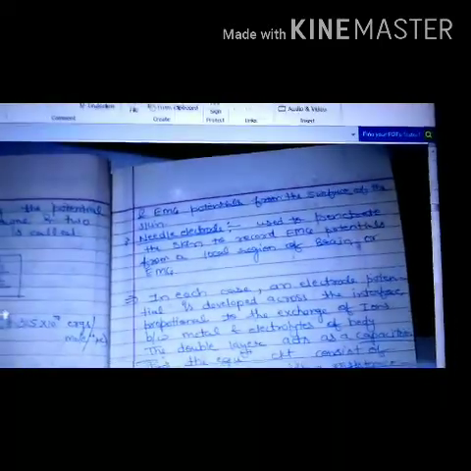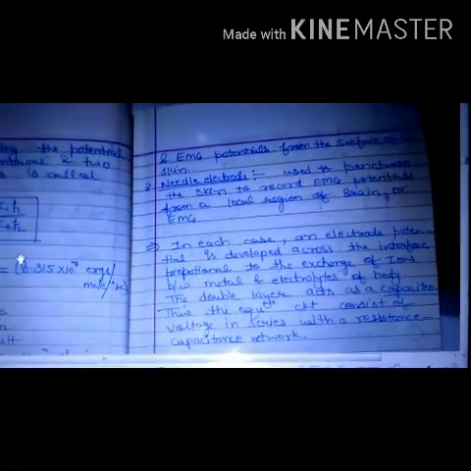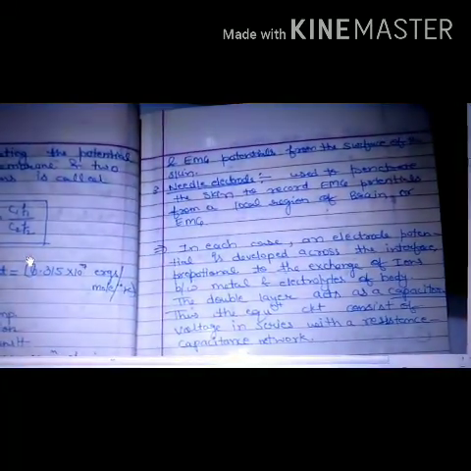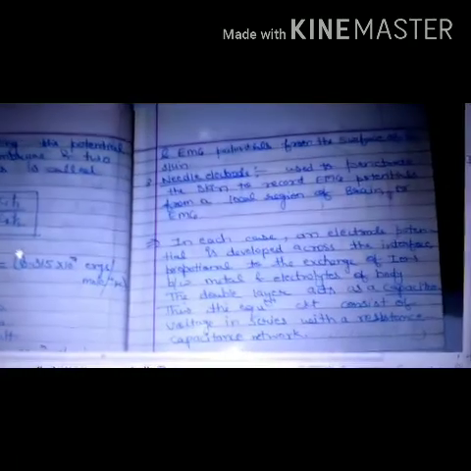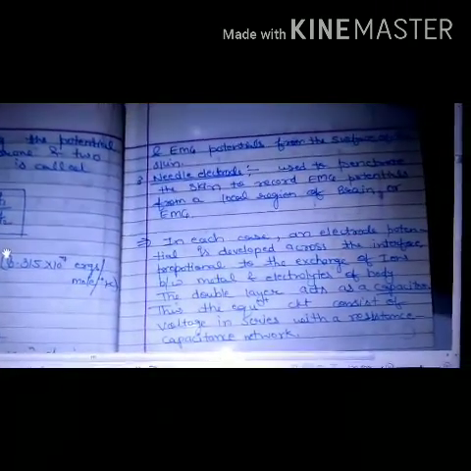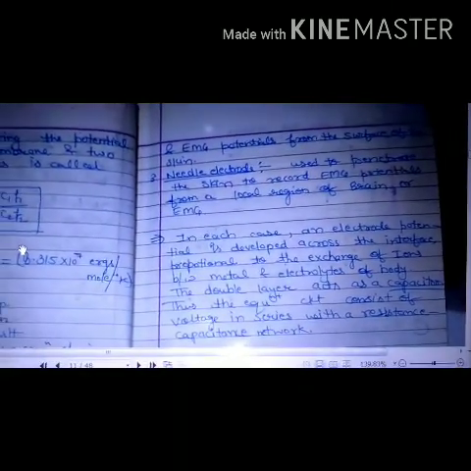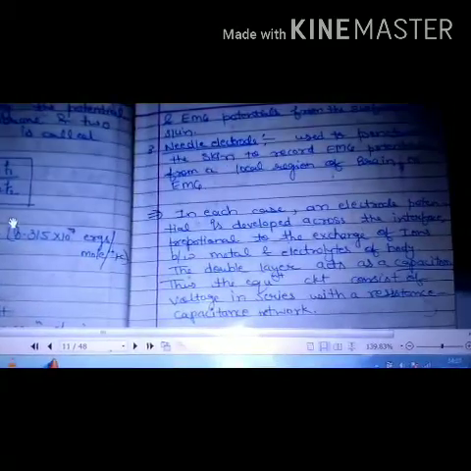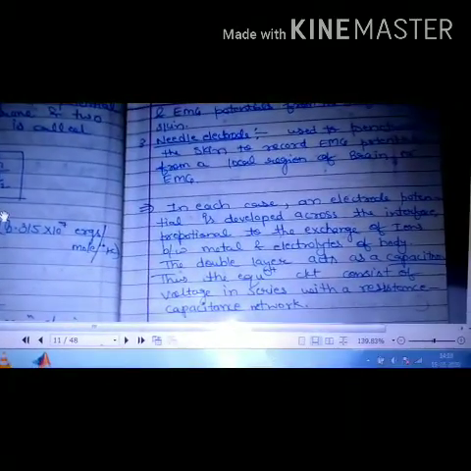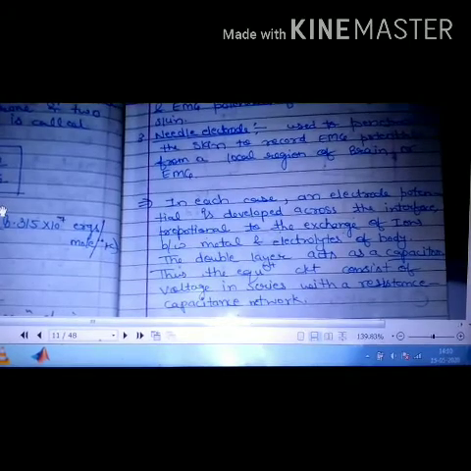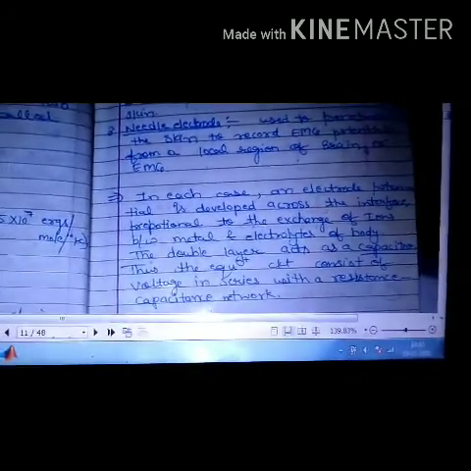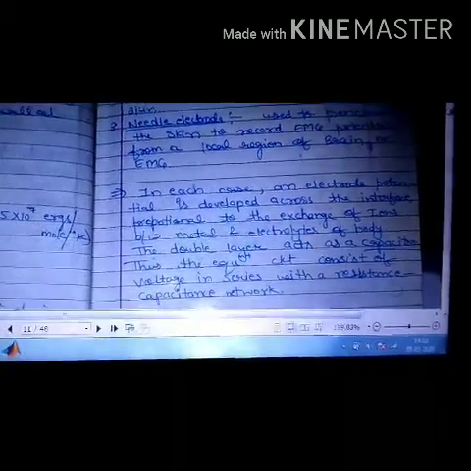Okay. Then needle electrodes are used to penetrate the skin to record EMG potential from a local region of a muscle, or EMG, that is electromyogram, normally used for muscle cells. Now in each case an electrode potential is developed across the interface proportional to the exchange of ions between metal and electrolyte of the body.